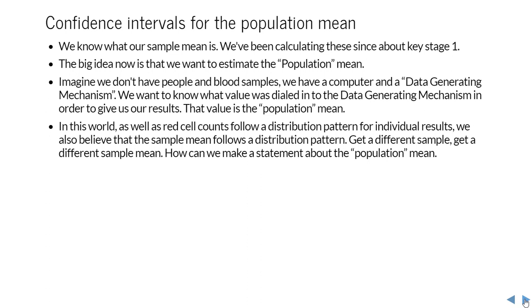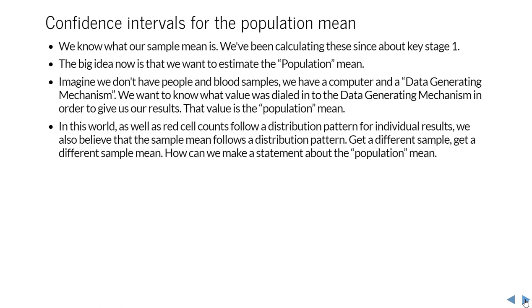Maybe you could think of this like blood counts. Blood counts came out of some computer somewhere that has a data generating mechanism, and what you want to know is what value was dialed into that data generating mechanism that gave you the results you have in front of you. And this hypothetical value is called a population mean.